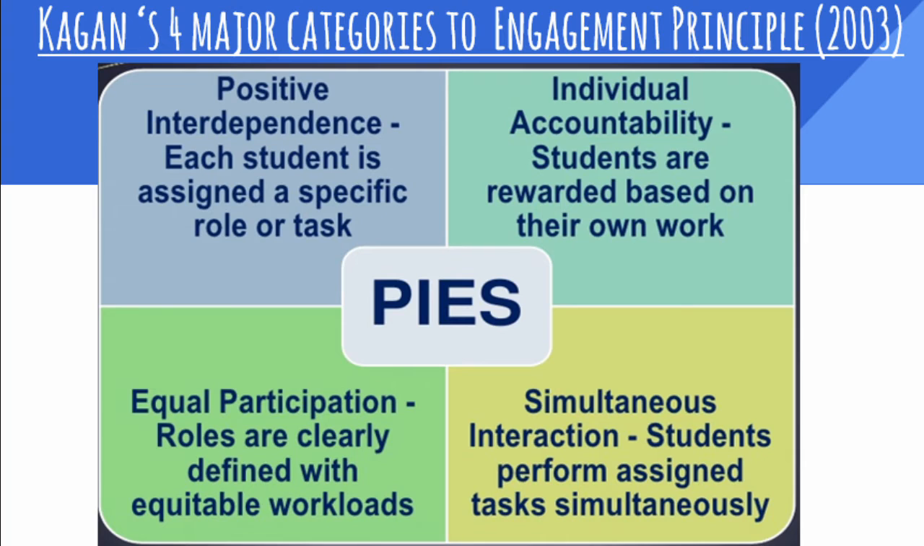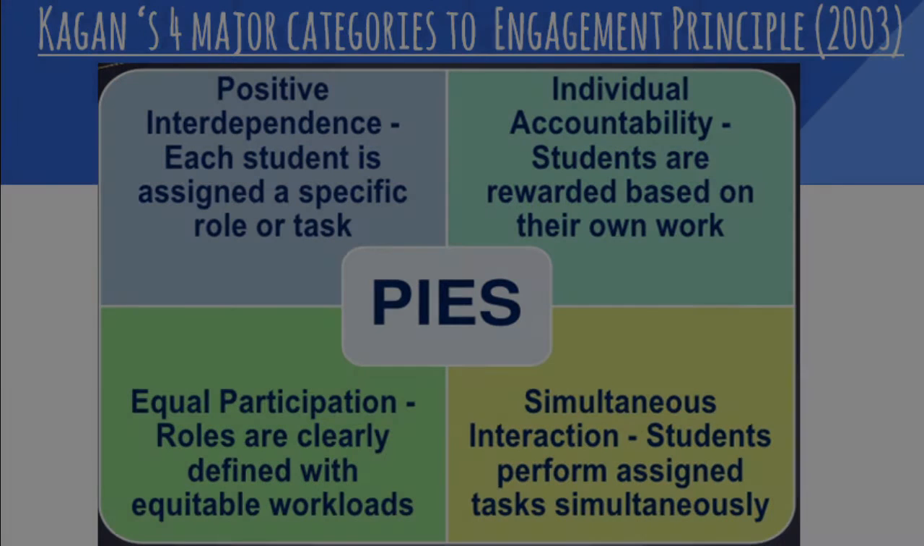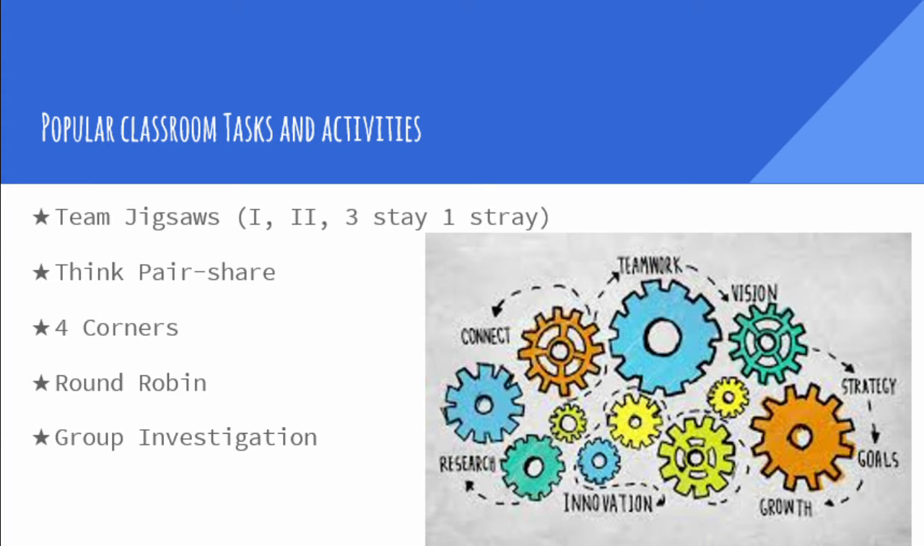E is equal participation. The roles are clearly defined with equitable workloads. So not like one person is doing all the PowerPoint presentations and then the other person is just printing it. S is simultaneous interaction. Students perform and assign tasks simultaneously. PIES.